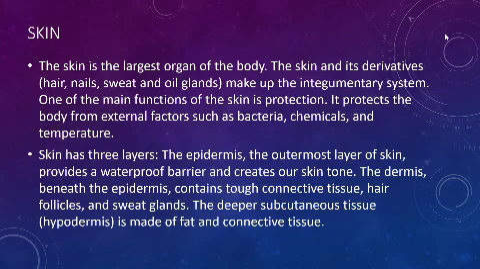Coming to the epidermis, the outermost layer of the skin, it provides a waterproof barrier and creates our skin tone. The dermis is the middle layer, located beneath the epidermis, and contains tough connective tissues, hair follicles and sweat glands. Coming to the hypodermis, which is a deeper subcutaneous tissue, it is made up of fat and connective tissues.